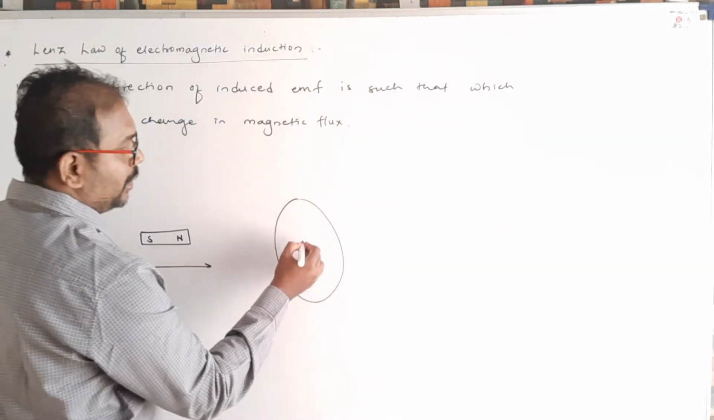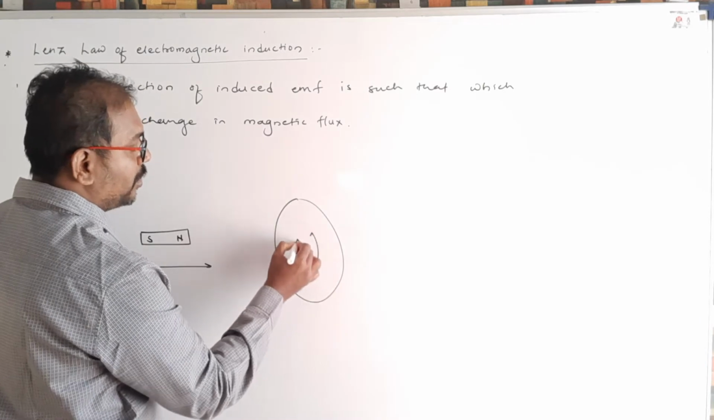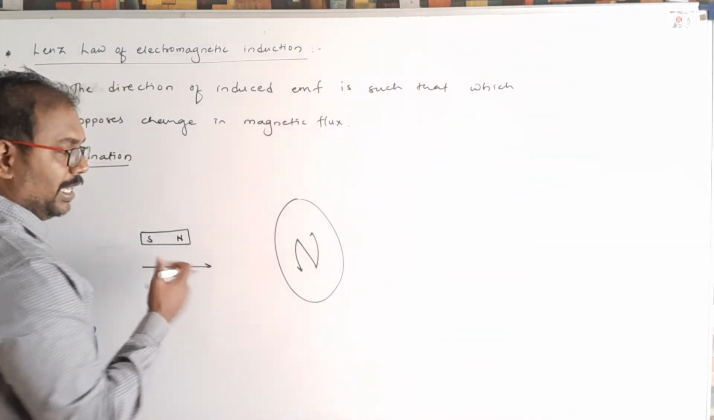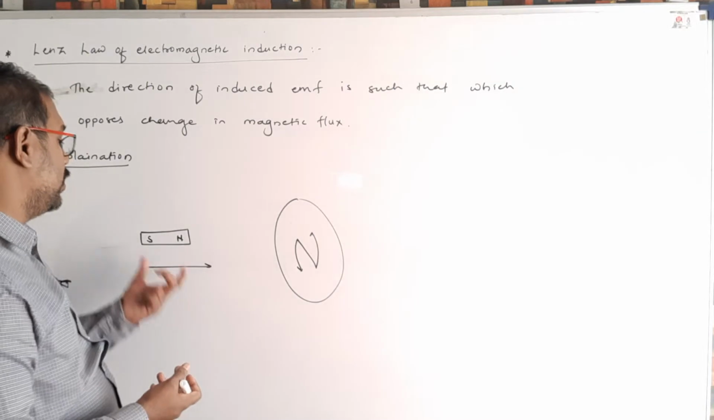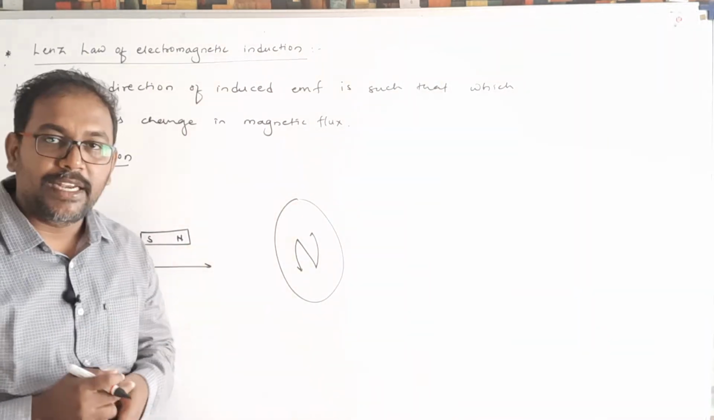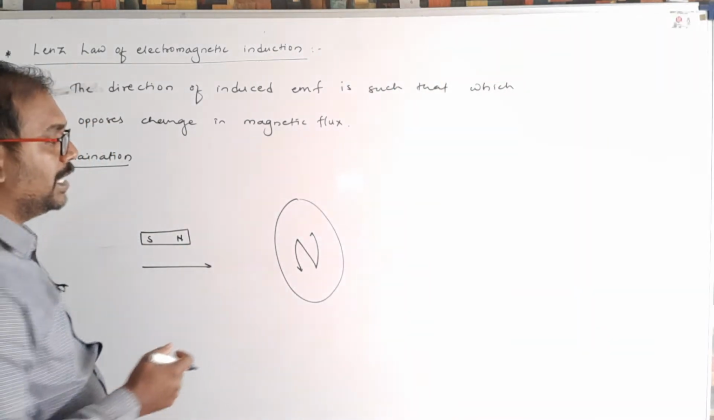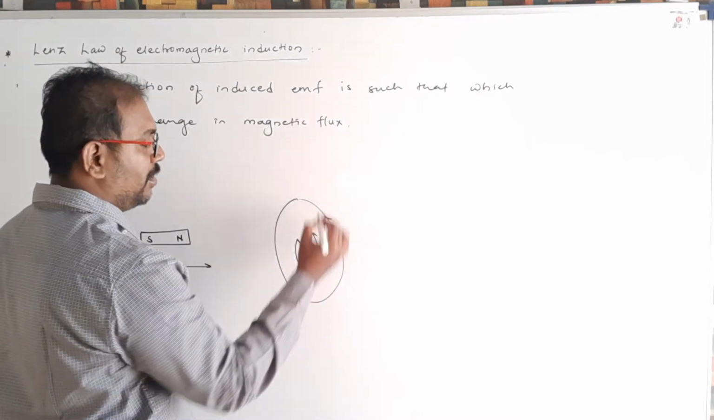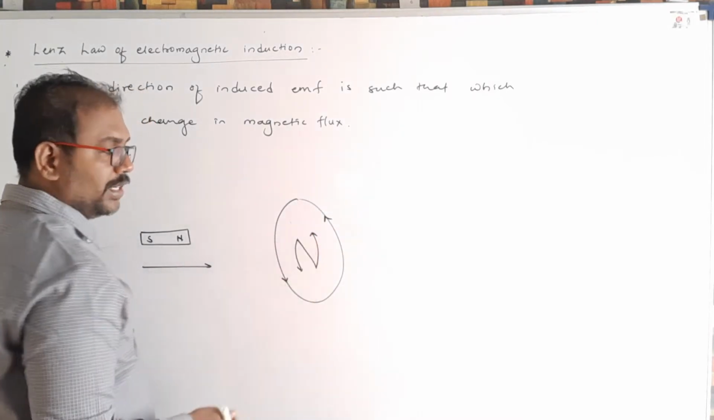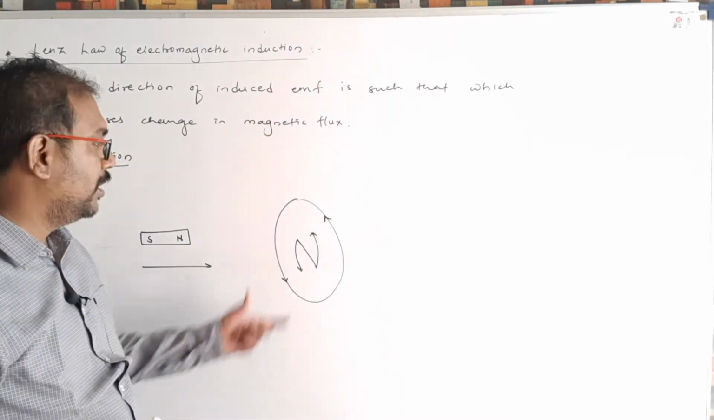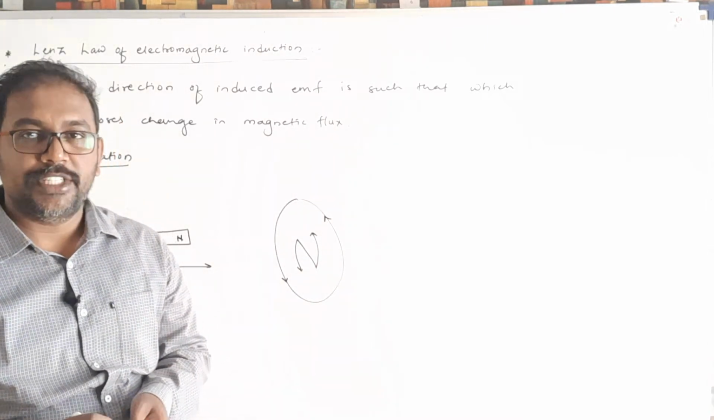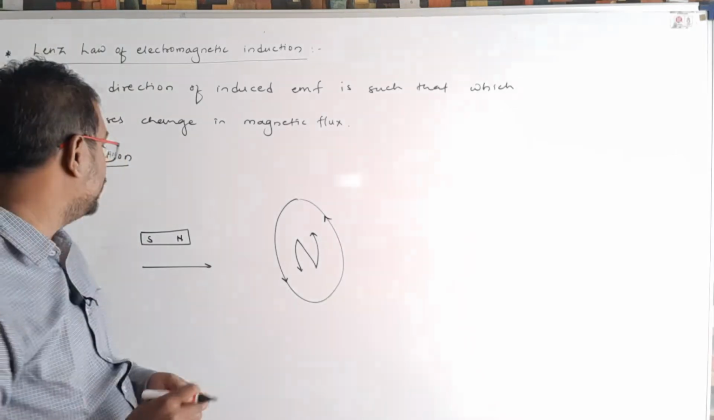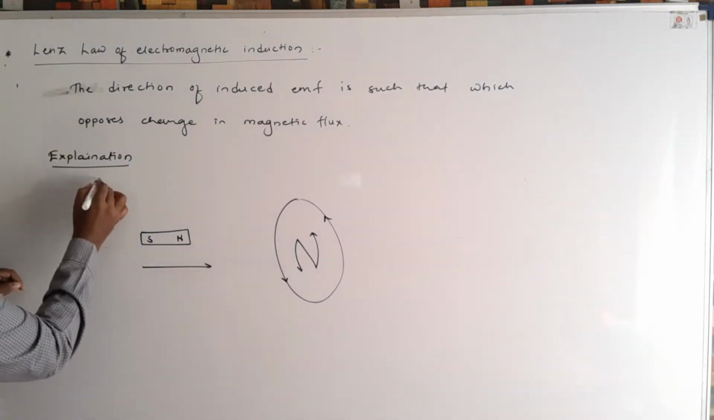an N pole is produced on the face of the coil, and you know that N and N repel each other. So this increase in the magnetic flux is opposed. As you know, when the N pole is produced on the face of the coil, the direction is anti-clockwise. Therefore the direction of induced EMF is anti-clockwise. So this is case 1.